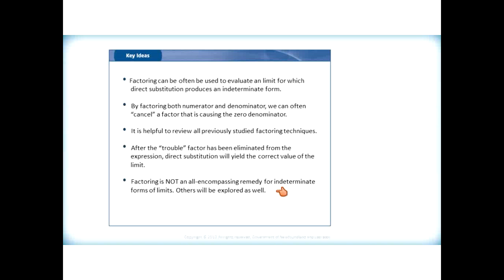Now, remember the thing about hammers and nails. Factoring is a good tool, but it is not an all-encompassing remedy for indeterminate forms of limits. We're going to have to look at a couple of other strategies as we go ahead through the rest of our review stuff. So hopefully your studying is going well.